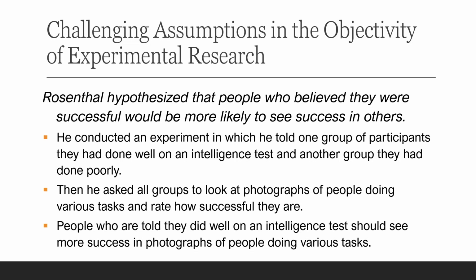So basically, he split a sample into two groups. He told one group that you guys are successful in this intelligence test, while he told the other group that they performed poorly on the intelligence test. Then after that manipulation, he showed pictures of random people doing various tasks like studying or playing sports, etc. And what the participant had to do is to rate how successful the person in the photograph is.